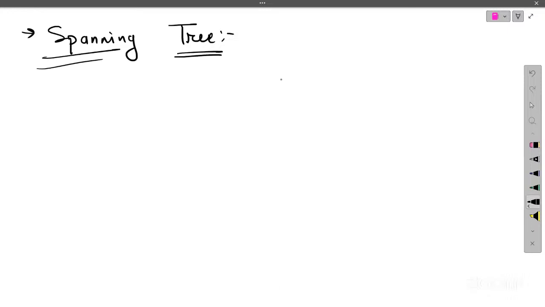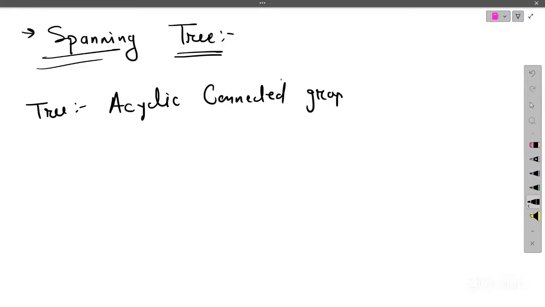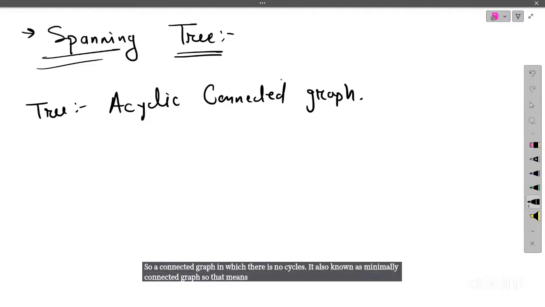So what is a spanning tree? First of all, what is a tree? A tree is nothing but an acyclic connected graph, a connected graph in which there is no cycle. It is also known as a minimally connected graph. That means if you remove one edge, it will get disconnected, and if you add one edge, it will form a cycle.